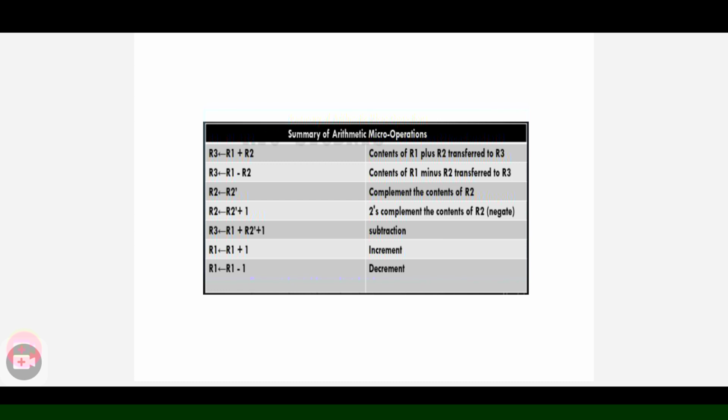R3 is equal to R1 plus the 2's complement means it's a subtraction. R1 is equal to R1 plus 1, it's an increment operation. R1 is equal to R1 minus 1, it's a decrement operation.